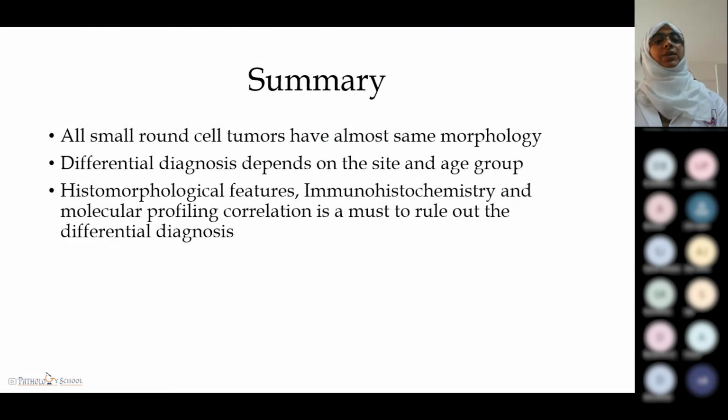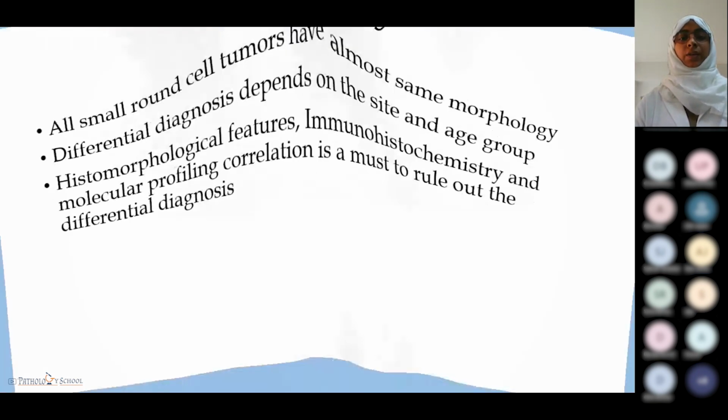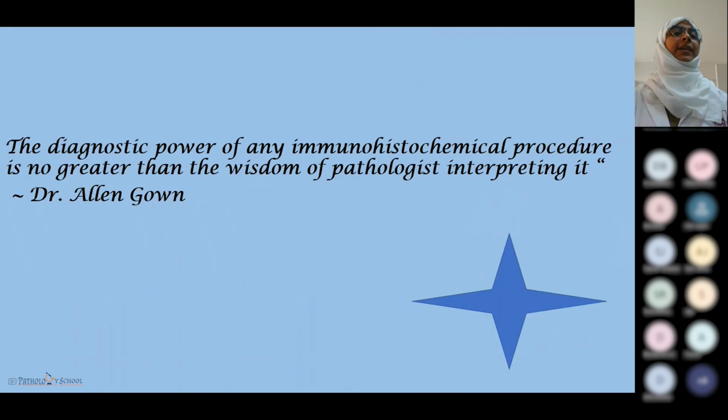Just the differential diagnosis will depend on the site and the age group of the tumors, and you have to correlate the histomorphology, immunohistochemistry, and molecular profiling if possible to rule out the differential diagnosis. I would like to end with this: the diagnostic power of any immunohistochemical procedure is no greater than the wisdom of the pathologists interpreting it.